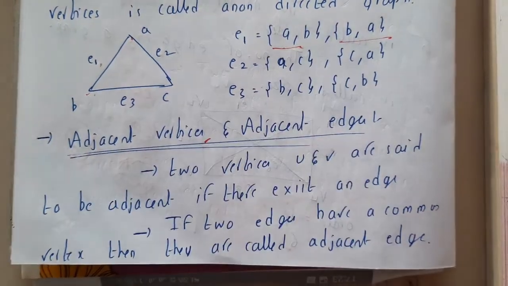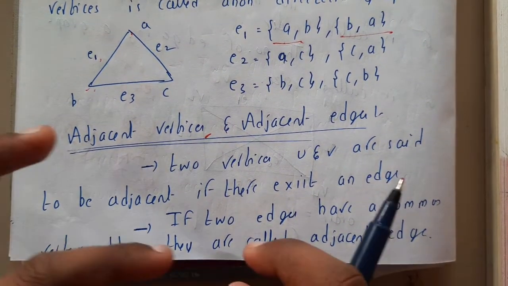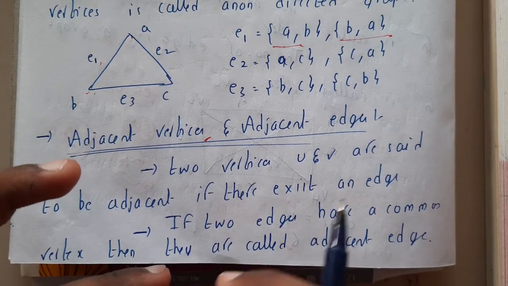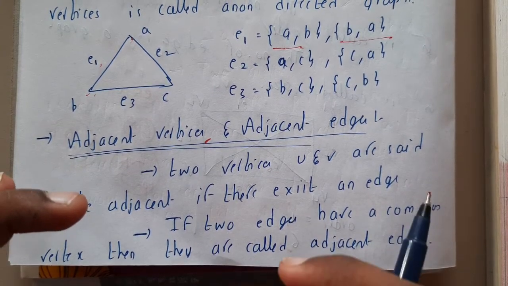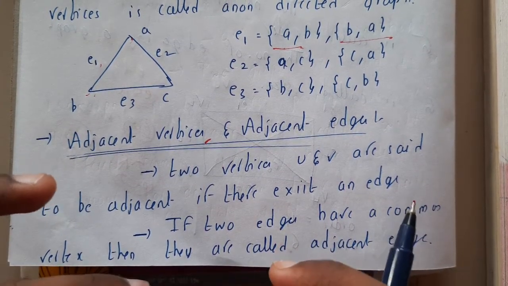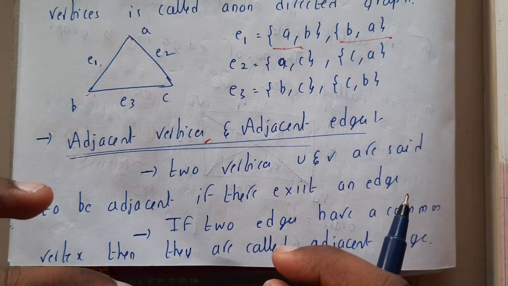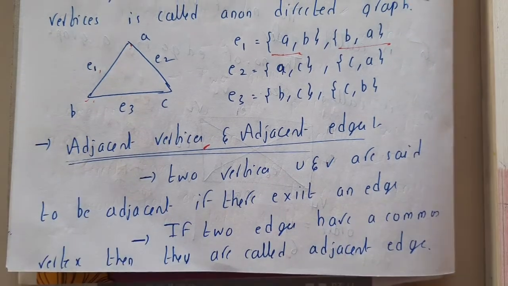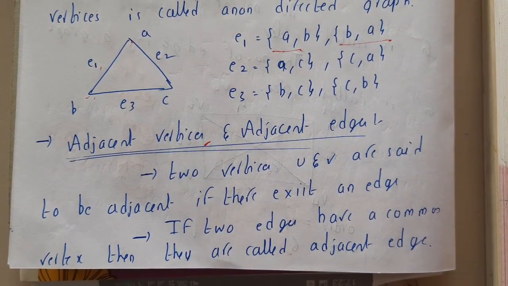So adjacent vertices are nothing but the vertices which are connected through a direct edge. Similarly, adjacent edges are nothing but edges which are directly connected to a particular vertex. Guys, you'll understand with the definitions and example, don't worry.